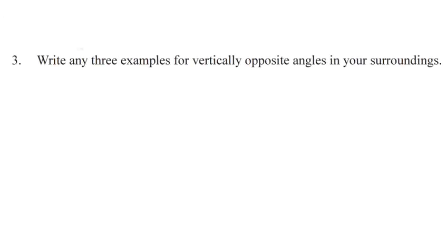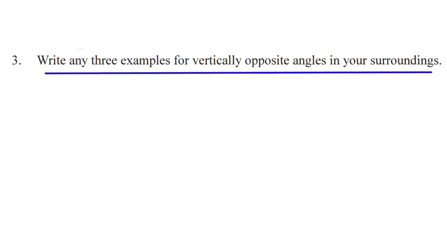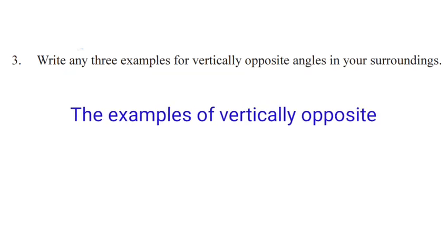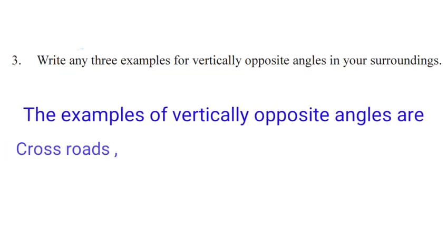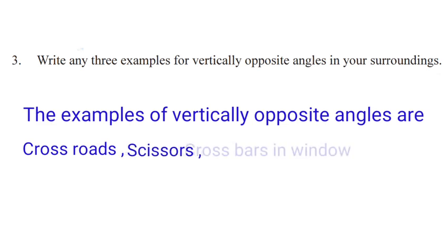Problem third one. Write any 3 examples for vertically opposite angles in your surroundings. The examples for vertically opposite angles are crossroads, scissors, crossbars in a window.